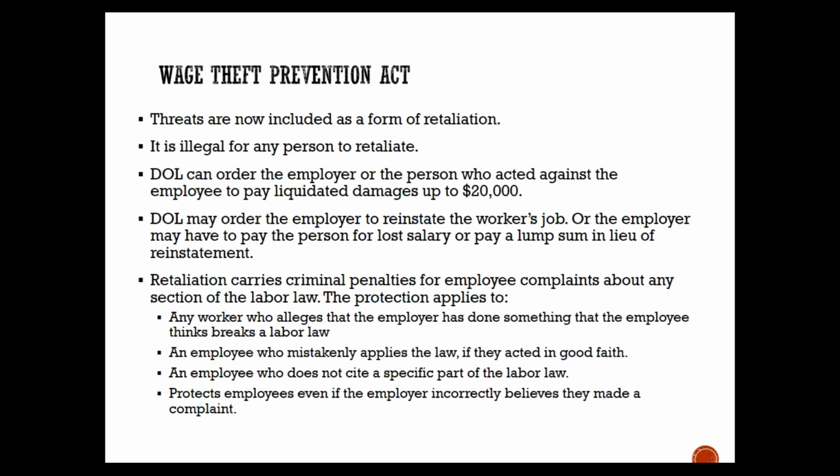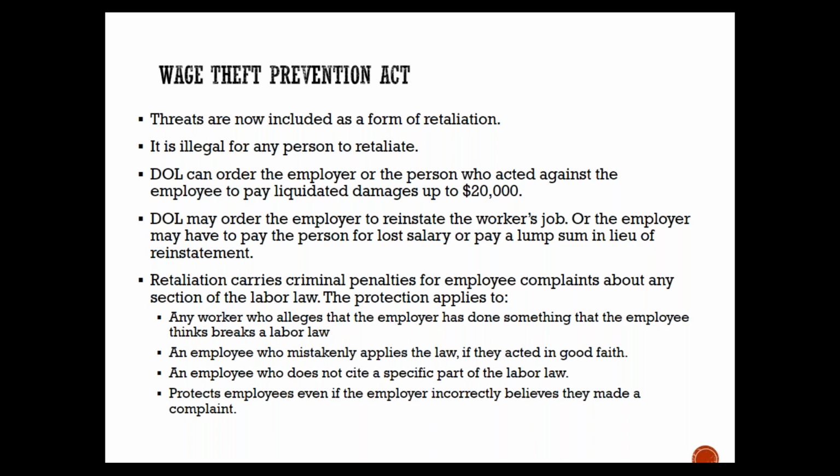So threats were now included as a form of retaliation. So if you tell someone, well, if you file, you could lose your job, that is considered retaliation on the employee, and it's now counted, and the damages can be higher. It is illegal for any person to retaliate. So it just doesn't have to be the supervisor. It could be a colleague that makes the threat, or a supervisor, a director. So be very careful about that.